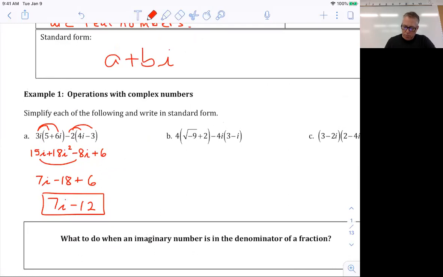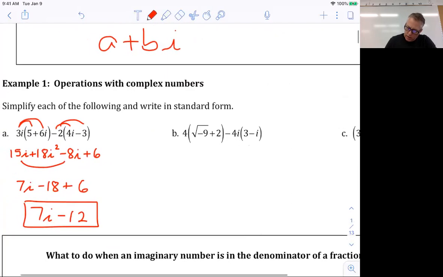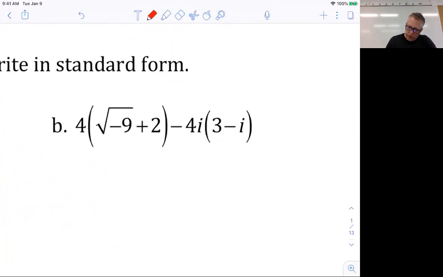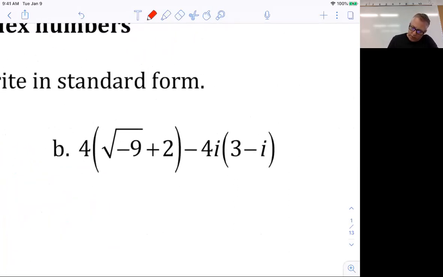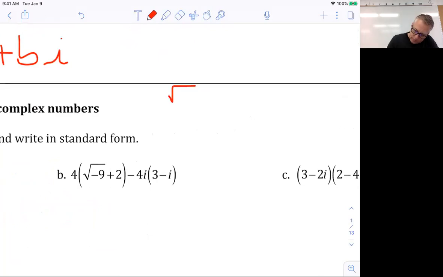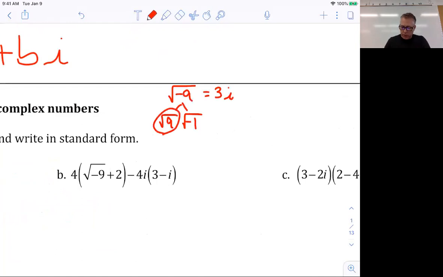All right, let's do part B. Now, remember that i is the square root of negative 1. So when you have the square root of negative 9, that is equal to 3i. And I'll show you why. Remember our old factor trees? We could write that as the square root of 9 times the square root of negative 1. We could split that. And the square root of 9 is 3. And the square root of negative 1 is i. So it equals 3i.